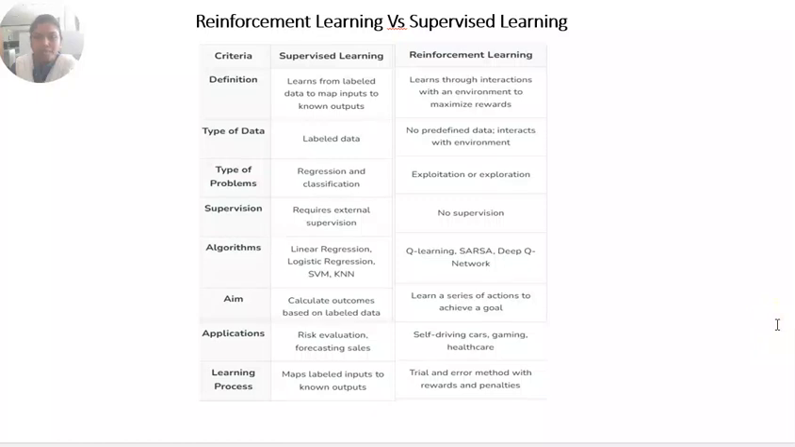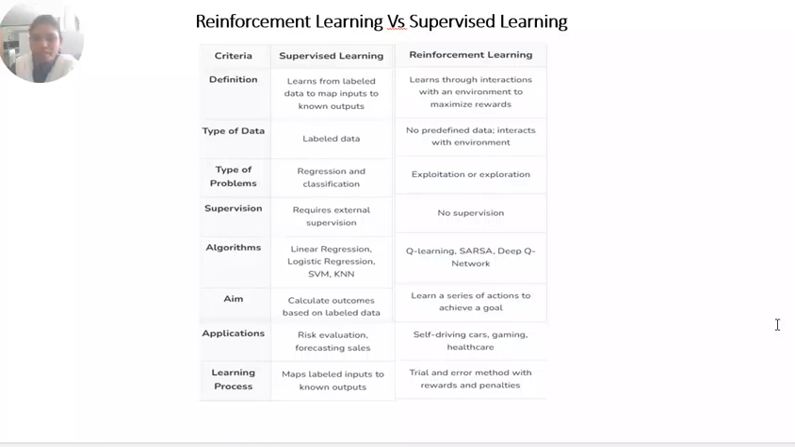So this is the difference between reinforcement learning and supervised machine learning. Supervised learning requires labeled data, which maps the input to the known outputs, whereas in RL the agent interacts with the environment to achieve the maximum rewards. The type of data in supervised learning is labeled, and in RL there is no predefined data; the agent only interacts with the environment. The type of problem solved in supervised learning is regression and classification, and in reinforcement learning, exploration and exploitation problems are solved.